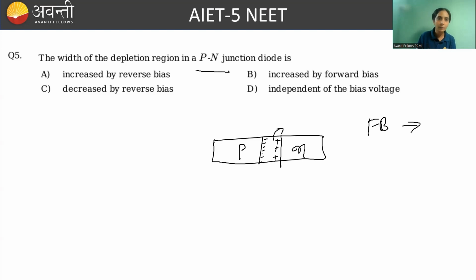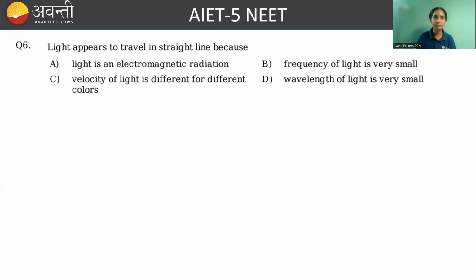So, depletion region width increased by reverse bias, yes. Increased by forward bias, no. Sorry. Decreased by reverse bias, no. Independent of bias voltage, no. It will depend, right? So this is also false. So the correct option will be A. Now let's move on to the next question.